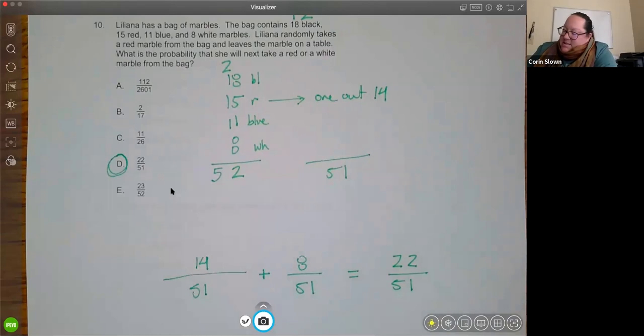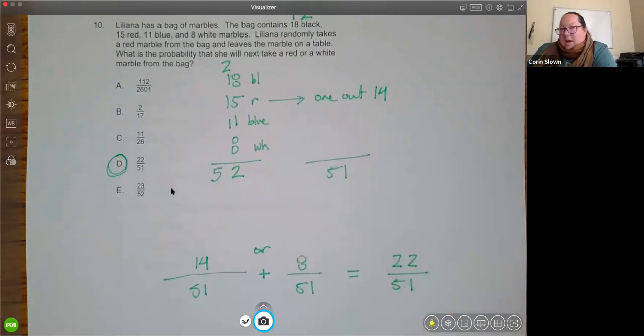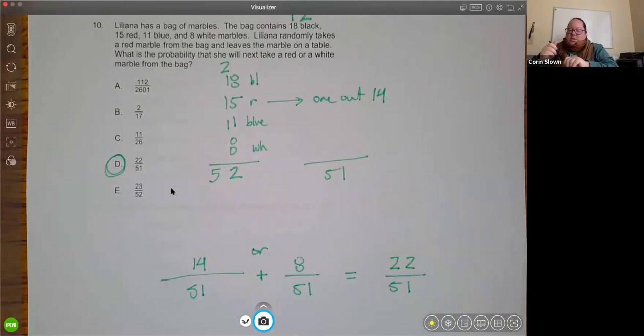So because this is an or, I'm only drawing out 1 marble, I can add these 2 together. So if I know my number of red marbles and I know my number of white marbles, I'm just adding these 2 fractions together. They have a common denominator, so all I really have to do is just add the numbers in the numerator at the top.